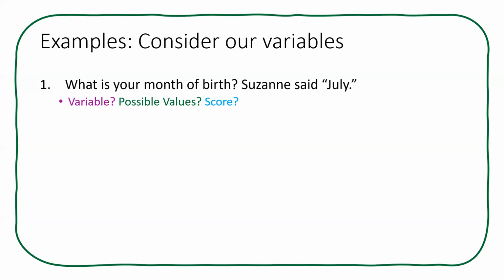You can sort it by letters or by numbers, sure. 1 to 12 or January to December. Some representation of the month, January, February, March, April, etc. And they could be numbers or they could be abbreviations. It could be in a different language. Some representation of the month. And then this score is July.